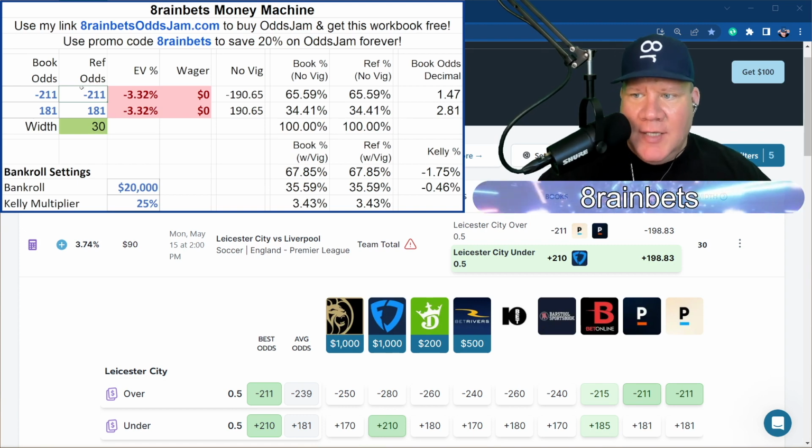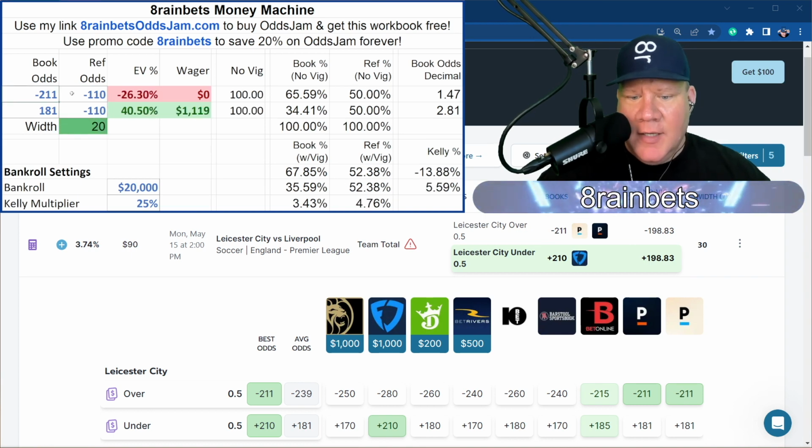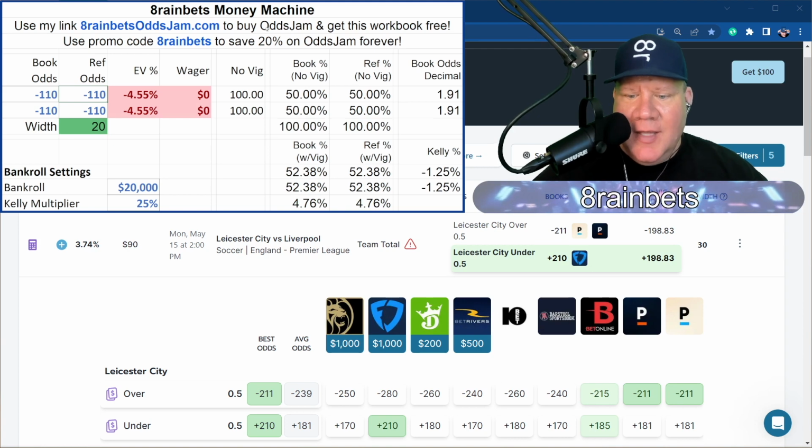So if we see a width of 30, that's relatively high. And like they said, in this particular state, a typical width might be a minus 110 and a minus 110, right? And so at those odds, if we're taking either side of that bet, we have a negative EV because obviously they're going to be making money on that calculation.